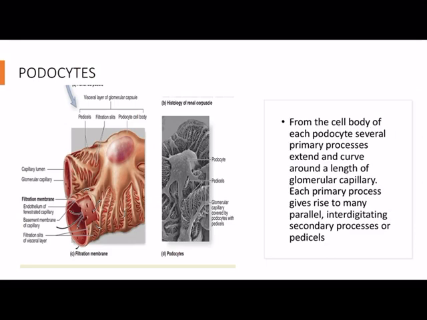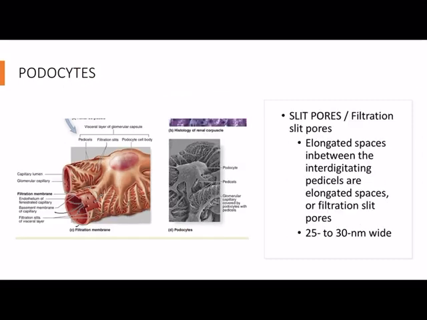With the podocytes, together with your capillary endothelial cells, it enables your glomerulus to perform its function for renal filtration. From the cell body of each podocyte, there are several primary processes that extend and curve around the length of your glomerular capillary. Each process gives rise to many parallel interdigitating secondary processes, or your pedicles. And in between your pedicles are your filtration slit pores. These are elongated spaces between the interdigitating pedicles.